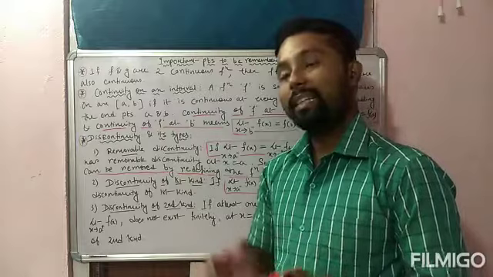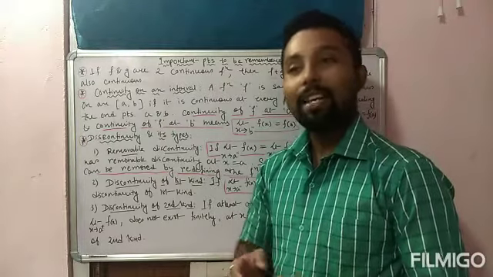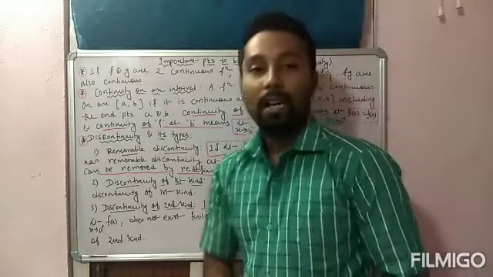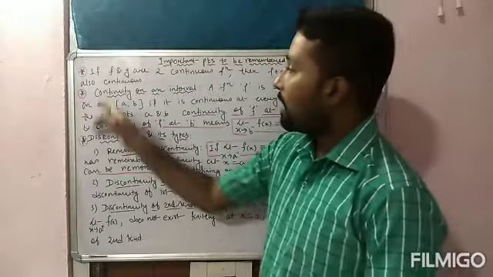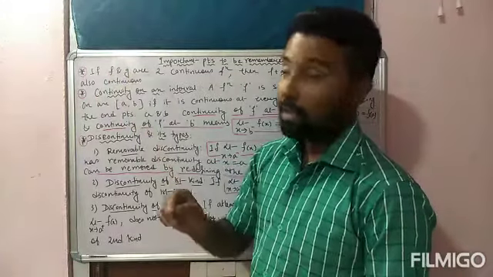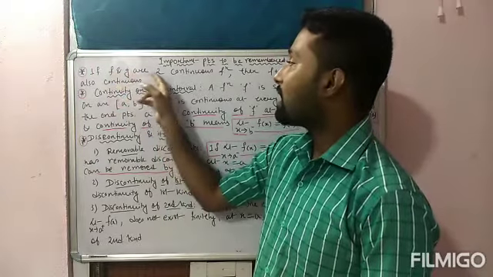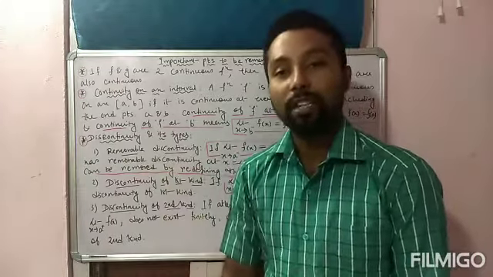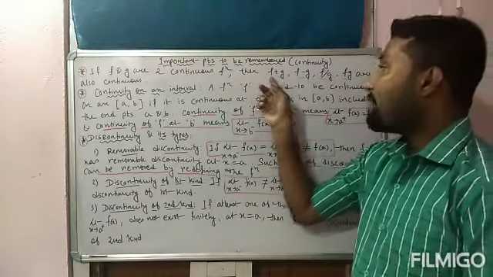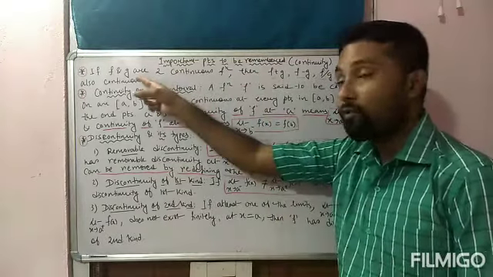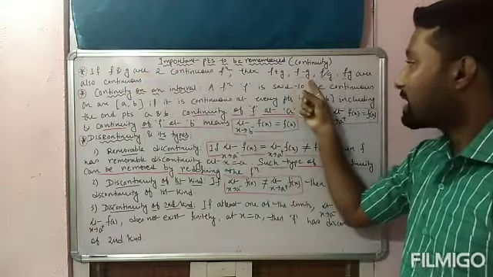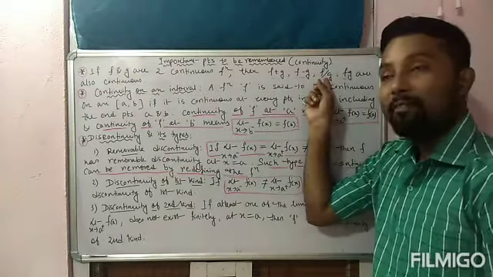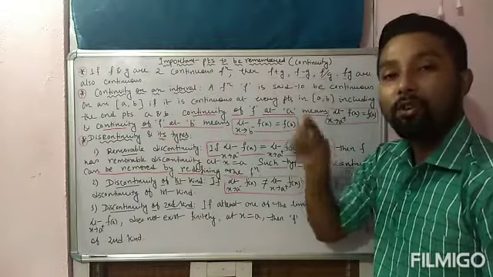Yesterday I discussed the meaning, that is the definition of continuity, existence, concept of limits, all these things. So today some important points I want to discuss. The first point is, if f and g are two continuous functions, f and g both are continuous functions, then f plus g, that means the sum of these two functions, f minus g, that means the difference of these two functions, f by g, provided g of x is not equal to 0.